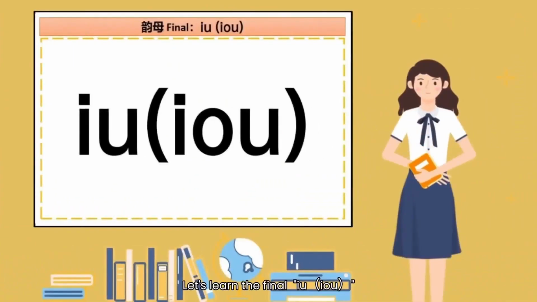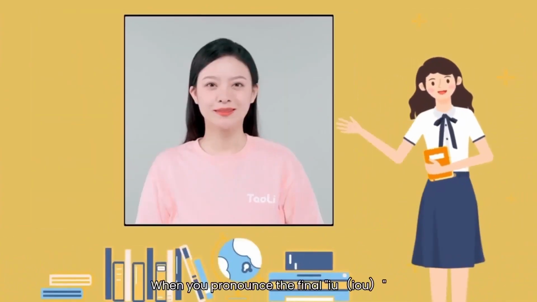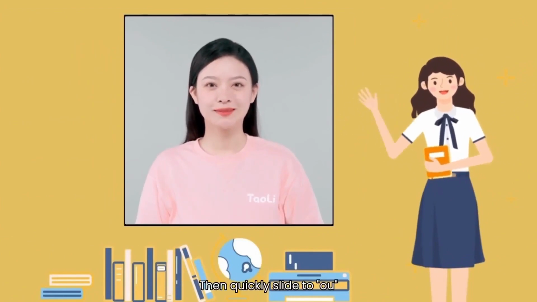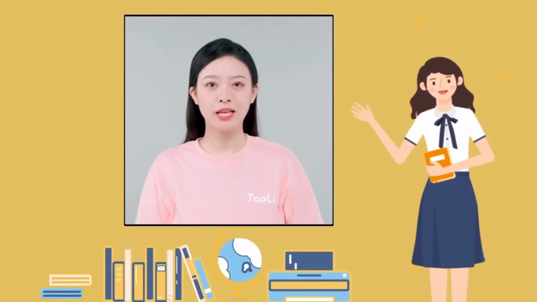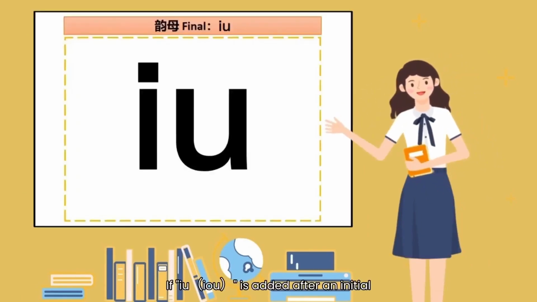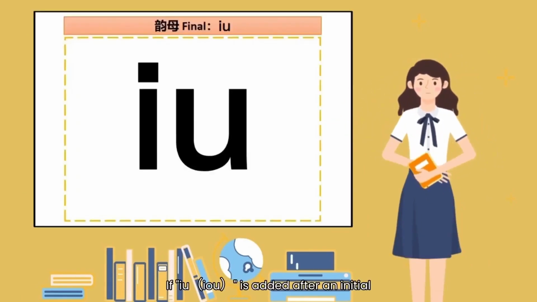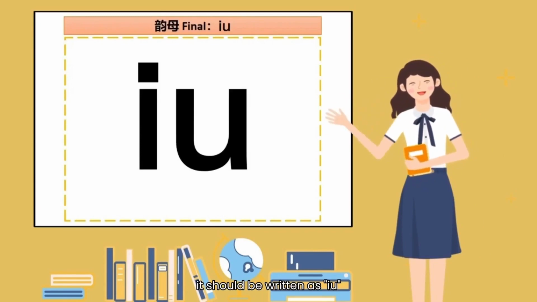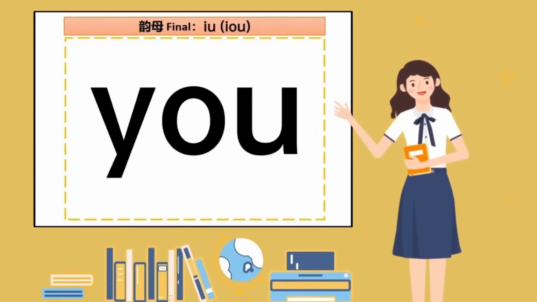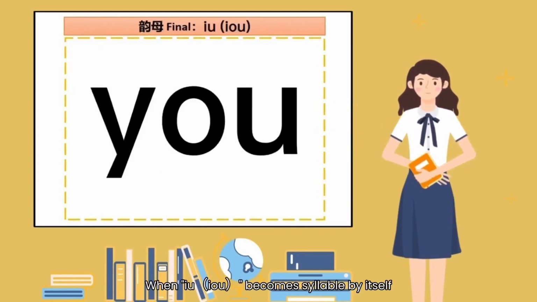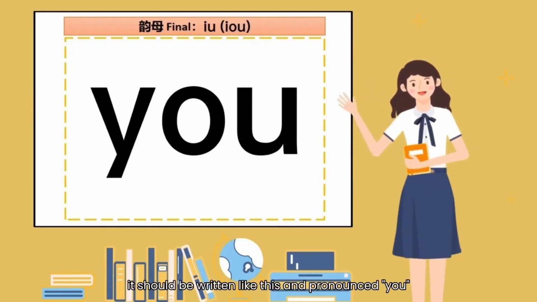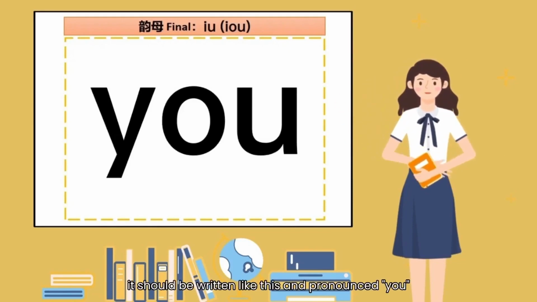Let's learn the final u. When you pronounce the final u, make the e sound, then quickly switch to o, u. If u is added after an initial, it should be written as u. When u becomes a syllable by itself, it should be written like this and pronounced yo.